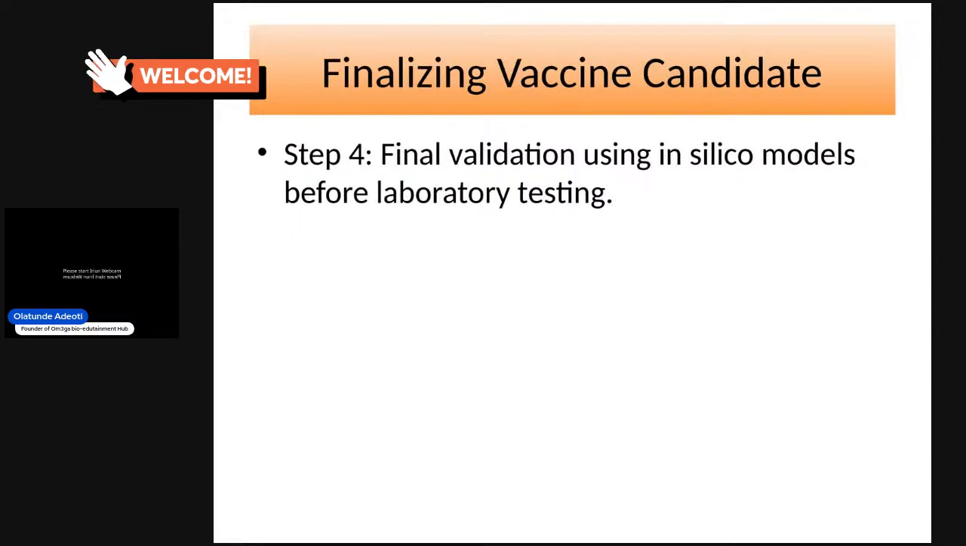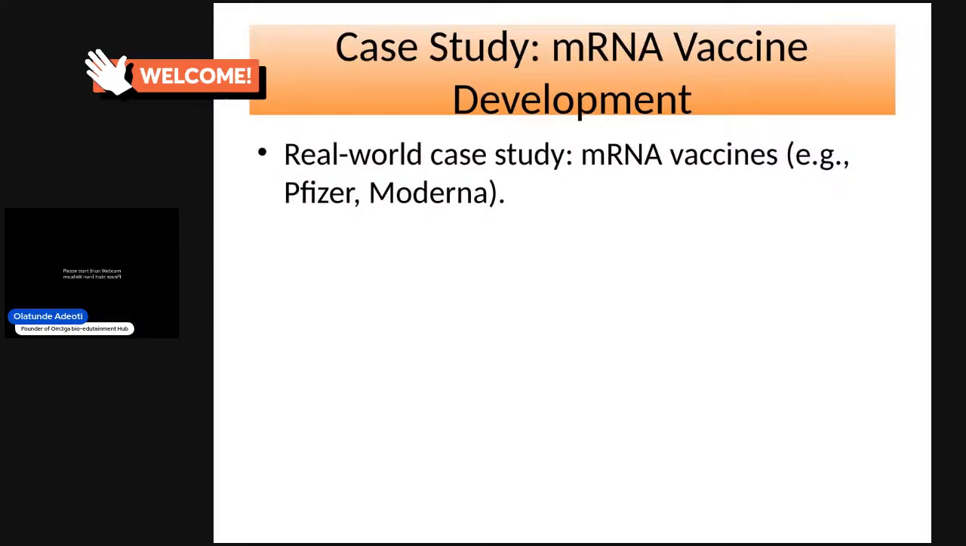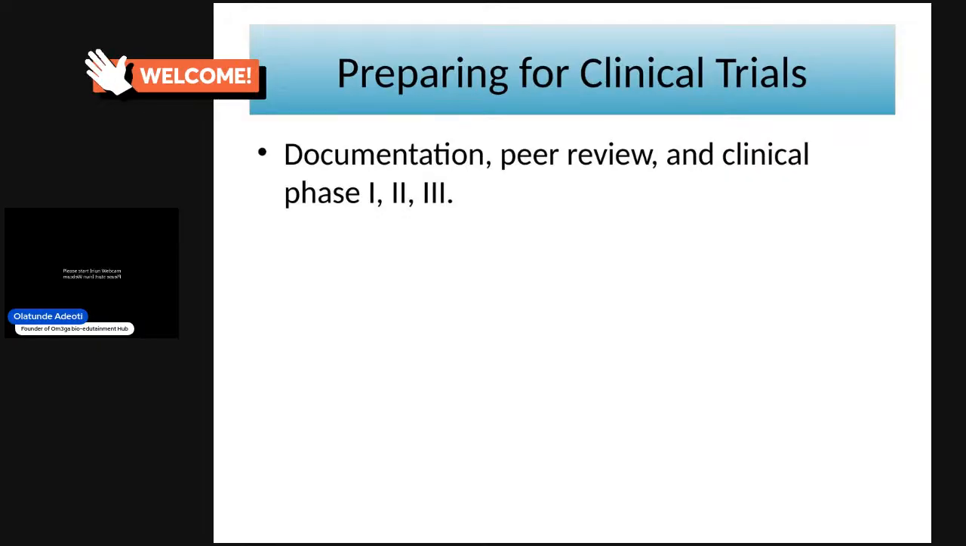Then finalizing vaccine candidates, that will be final validation using some in silico models before we do what is called laboratory testing. An example of where they use bioinformatics to design this is the mRNA vaccine like Moderna and so on. Then clinical trials: the vaccine you have designed, you gather laboratory animals like rats, and you test it on them. We don't need that here.